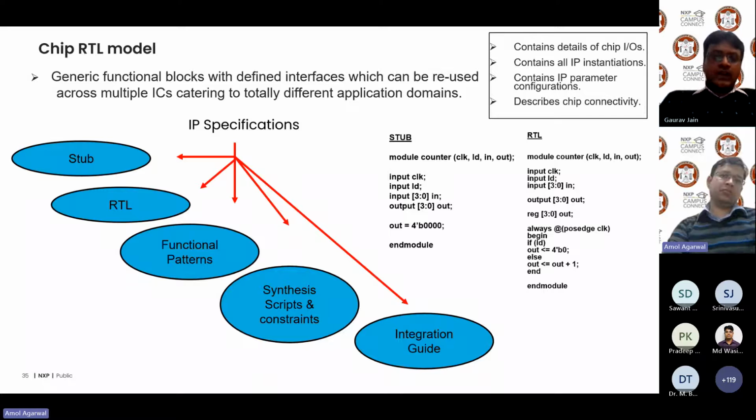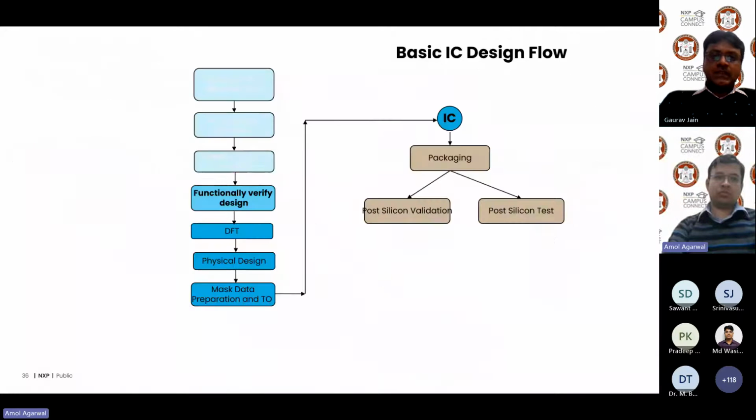Once we have identified all the IPs that need to be on the SoC, we start plugging in all the IPs with the correct parameterization, with the connections as defined in the architecture specification. The SoC chip model also includes the IO interface, which will eventually be talking to the other SoCs on the board. And it defines the overall chip connectivity from module to module.